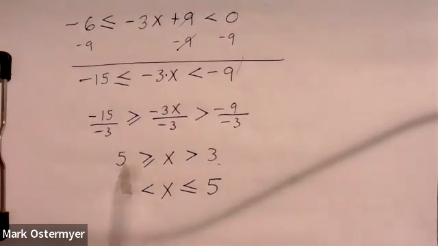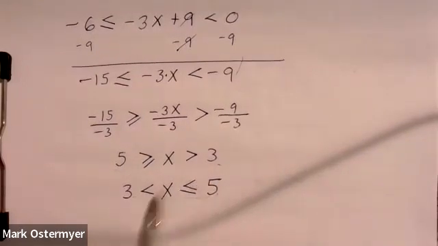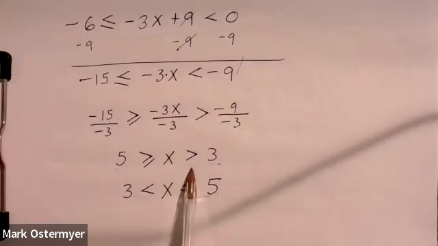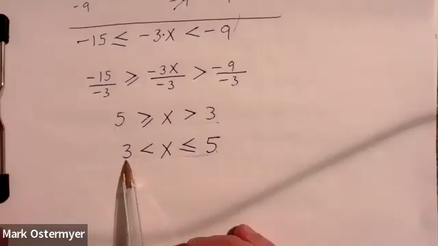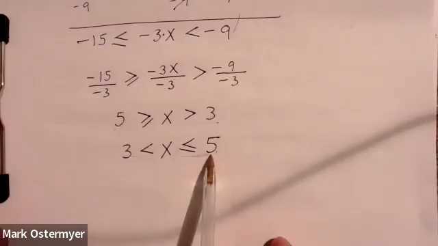Do we all agree that this and this are saying the same thing? They're saying the same thing. Do we all buy that? Yes. Okay. I wrote it this way because I like to have my smaller number on the left and larger number on the right, because that sets us up more easily for interval notation.